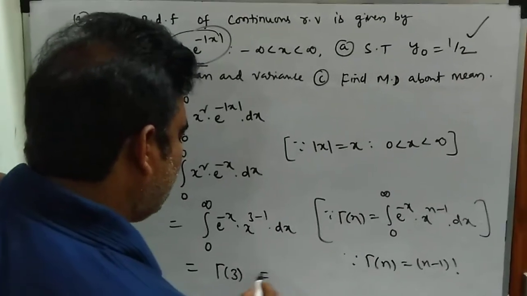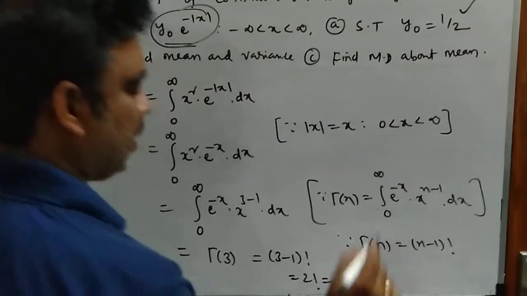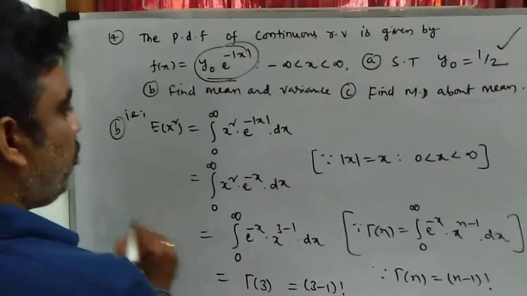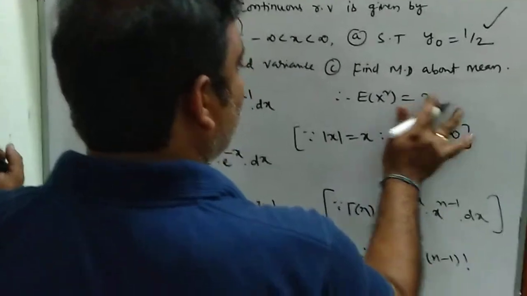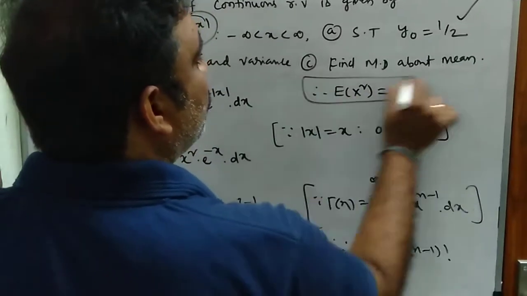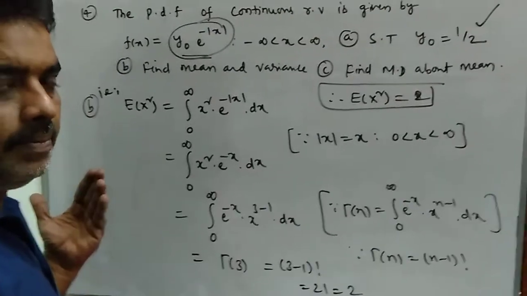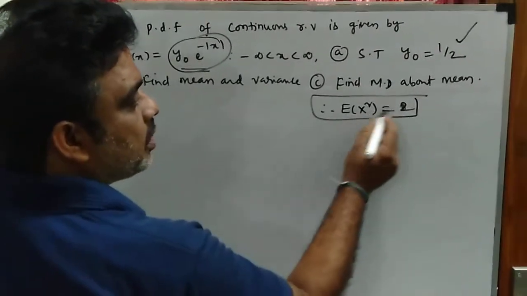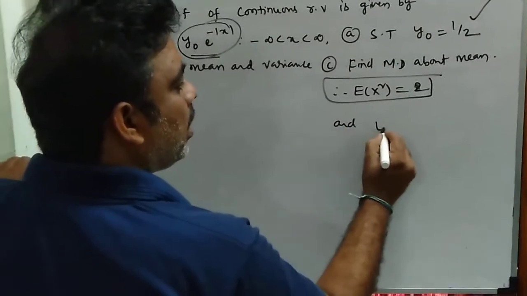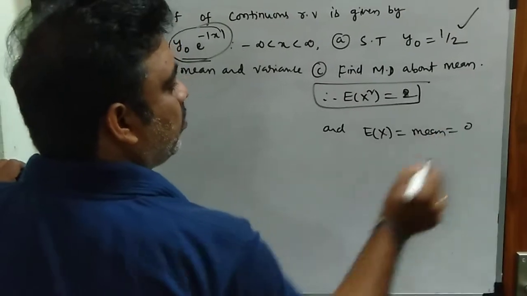So gamma of 3 is 3 minus 1 factorial, that is 2 factorial, that is equal to 2. Therefore, the expected value of x square is equal to 2. Already we have calculated E of x. So now for the variance, E of x square is equal to 2, and we have already calculated E of x, or mean, which is equal to 0.